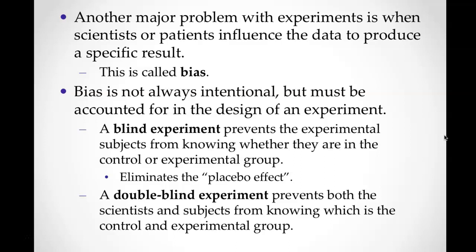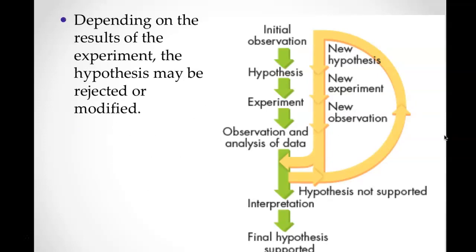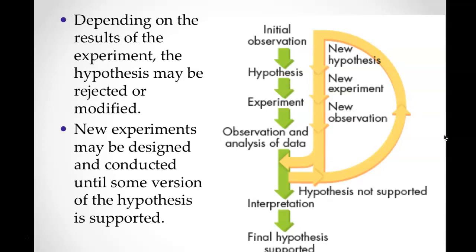So even if the wording on the questionnaires influences their results, because they don't know which one they're actually getting, in the end, if you're testing enough people, the real results will come out. A double-blind experiment is where the researcher doesn't know who's getting the placebo and who's actually getting the treatment. So that's pretty interesting. All right, so depending on the results of an experiment, a hypothesis may be rejected or it might be modified and new experiments are done and conducted.